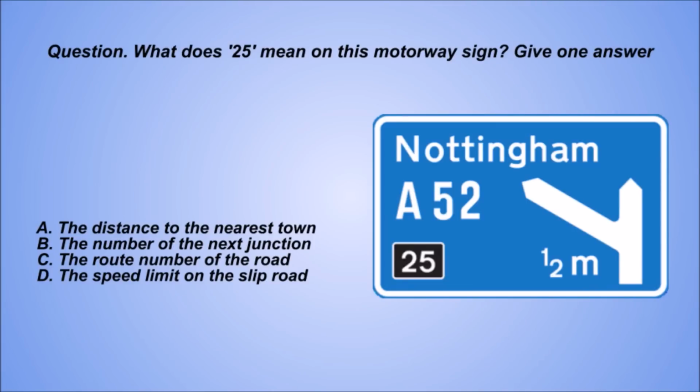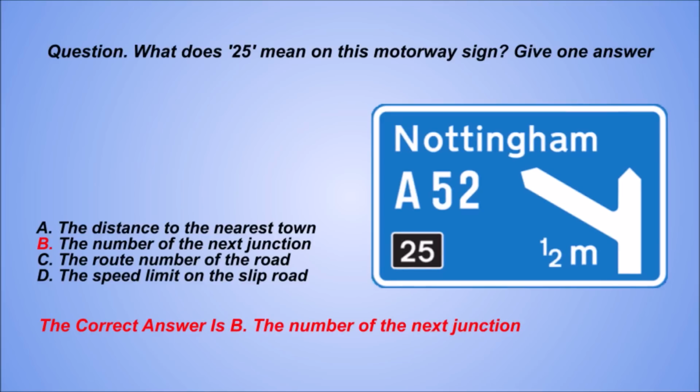Question: what does 25 mean on this motorway sign? Give one answer. A. The distance to the nearest town. B. The number of the next junction. C. The route number of the road. D. The speed limit on the slip road. The correct answer is B. The number of the next junction.